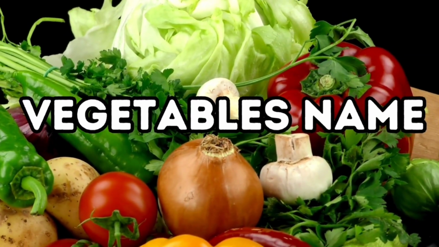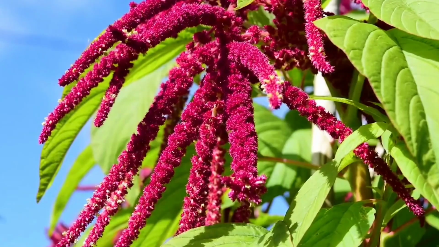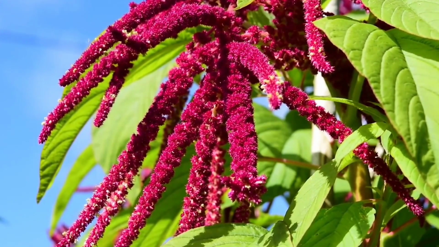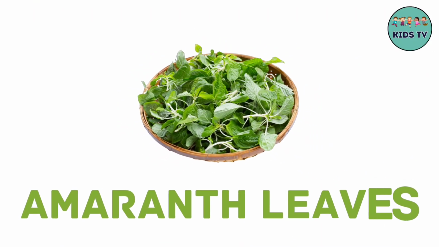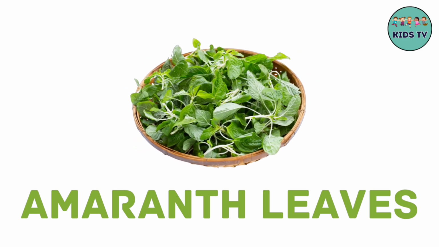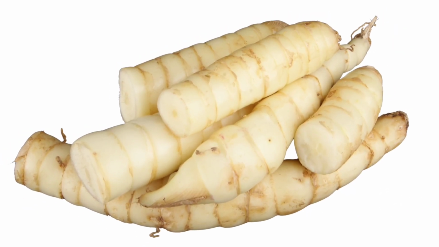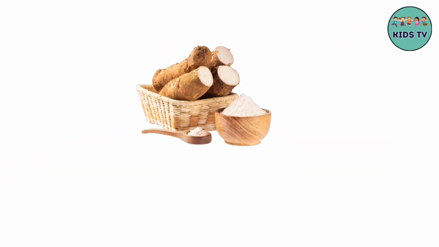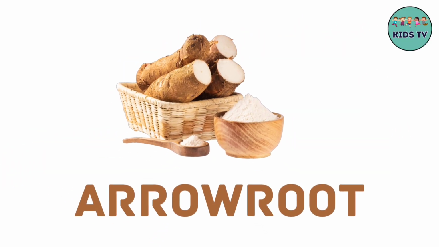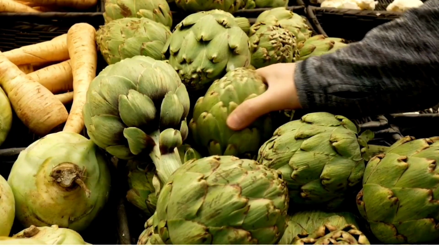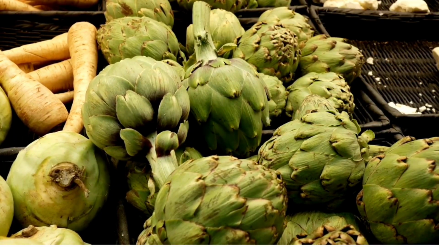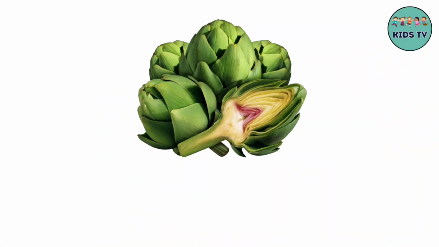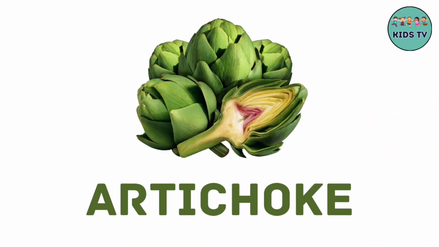Today we will learn vegetables name. Which vegetable is this? This is amaranth leaves. Which vegetable is this? This is arrowroot. Which vegetable is this? This is artichoke.